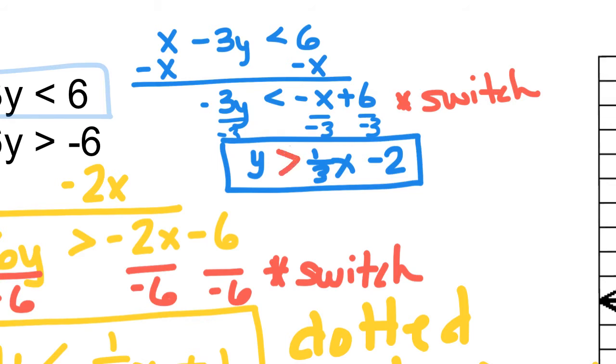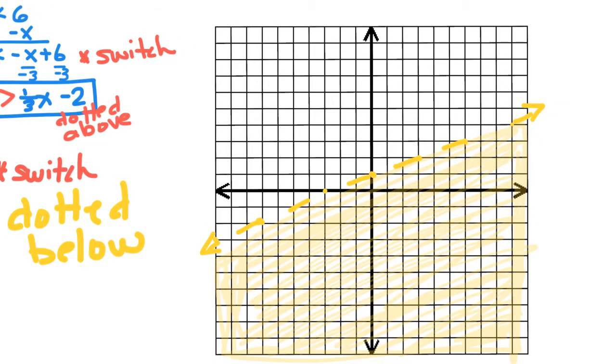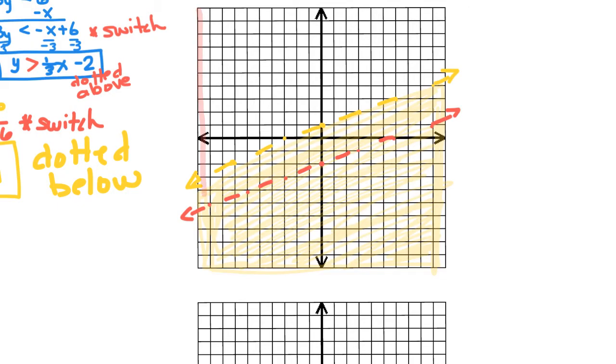And it's going to be a dotted line, and we're going to shade above. So starting off at the y-intercept at y equals -2, and then we'll go up 1 over 3. So we'll go down 2, that's our first point, and we'll go up 1 over 3 for the slope. Please pause the video and finish up your line. All right, so on this line, we are shading above.